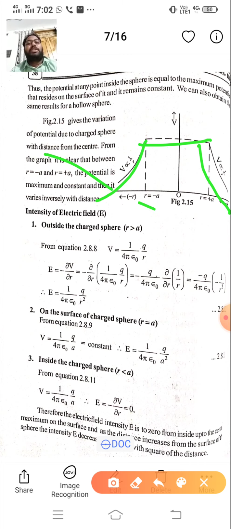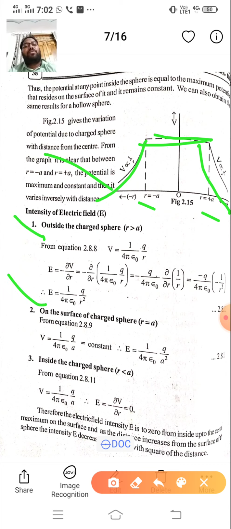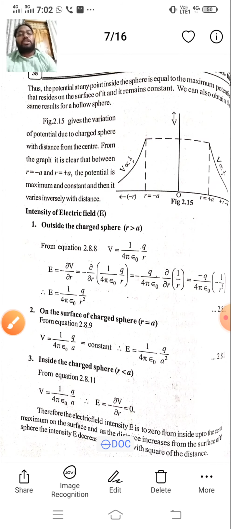Where R equals minus A to plus A, there is a maximum value of potential, but beyond minus R and plus R, the potential decreases with increasing distance. Next, in case 1, outside of the charged sphere, we can take E equals 1 by 4 pi epsilon into Q by R square. On the surface, E equals 1 by 4 pi epsilon into Q by A square, but inside the surface there is no charge, that's why there is no intensity. Minus dou V by dou R becomes 0.